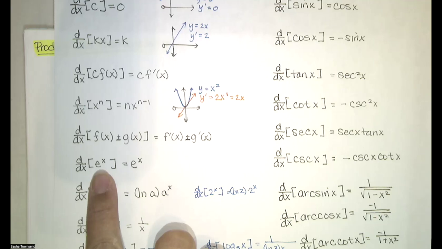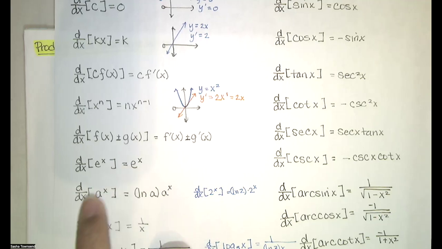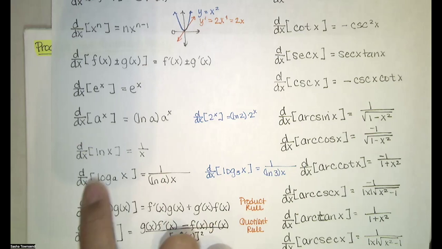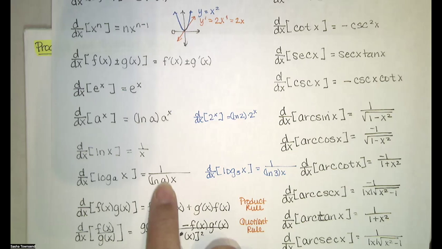Derivative of an exponential, e to the x is e to the x. If you change the base, you just have to multiply by an extra natural log of a. The derivative of natural log of x is 1 over x. The derivative of log base a of x is 1 divided by the quantity natural log of a times x.